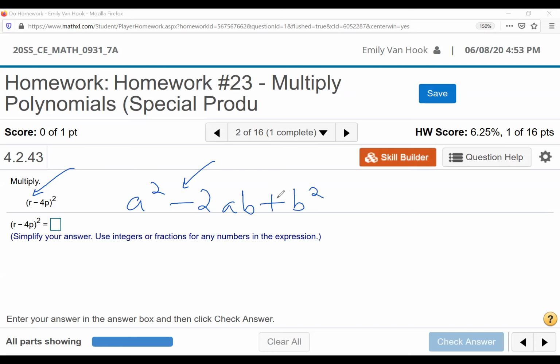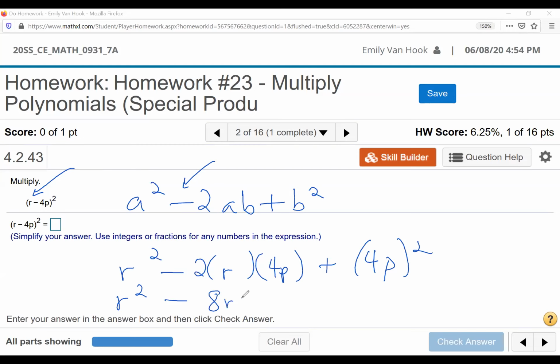The first and last will still be positive. So this one would be r squared minus 2 times r times 4p plus (4p) squared. That's what this would look like to plug into the formula. R squared. If I multiply, 2 times 4 is 8, that's 8rp, and then my last term would be 16p squared. So once again, FOIL if you prefer, or here's the formula as well. Okay, that's number 2.